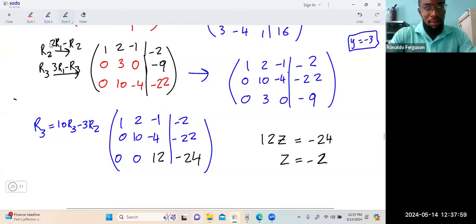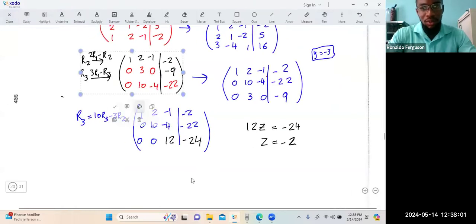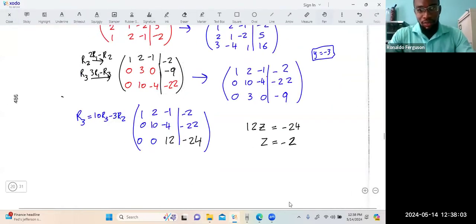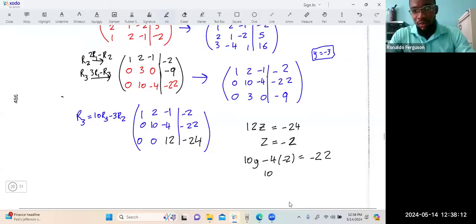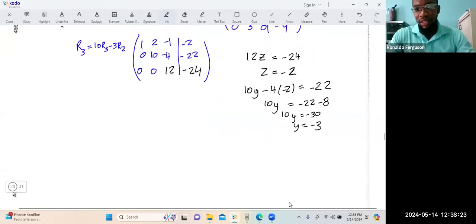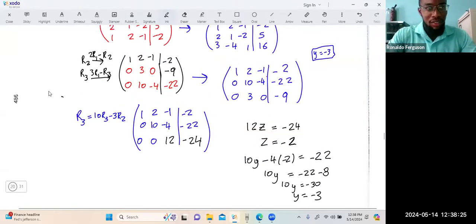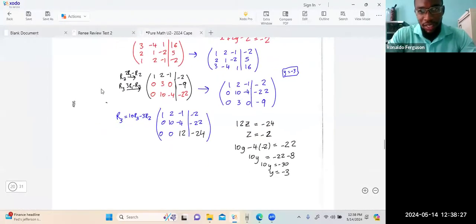Once I get z equals minus 2, you're going to back substitute. So therefore, 10y minus 4 times minus 2 equals negative 22. Bring it over. This is now 10y plus 8. So when you carry it over, it's minus 22 minus 8. So 10y equals minus 30. y equals minus 3.